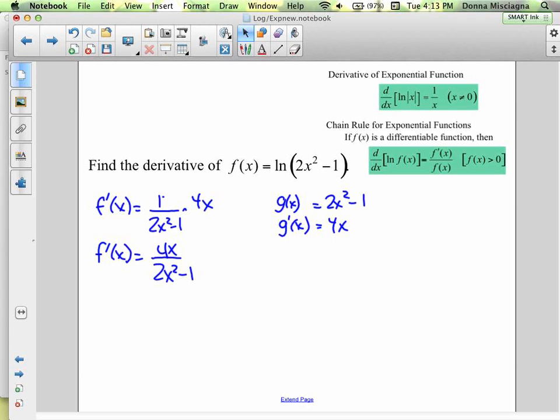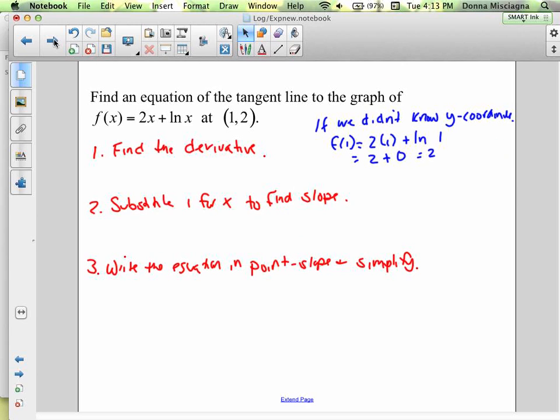We're going to do a few more problems. Actually, we're going to finish up natural log. I'm going to stop before I get to logs with other bases. So here we want to find the equation of the tangent line to the graph f of x equals 2x plus natural log of x at (1, 2).